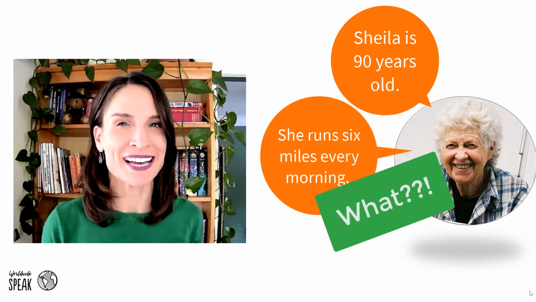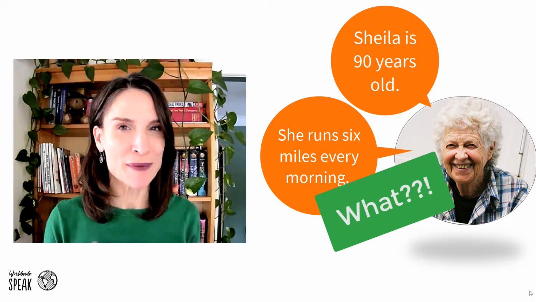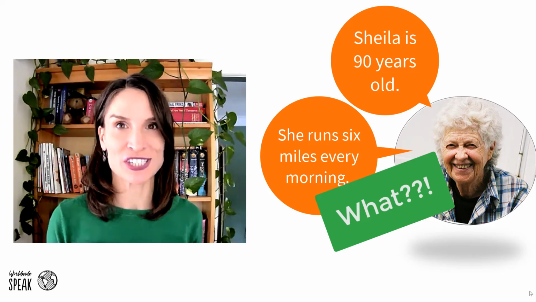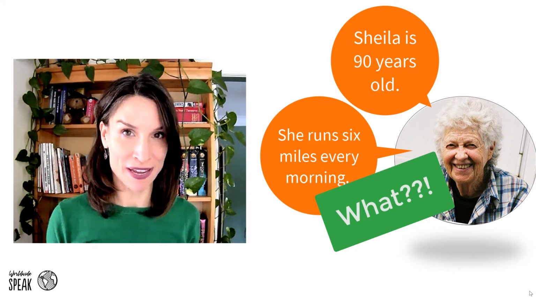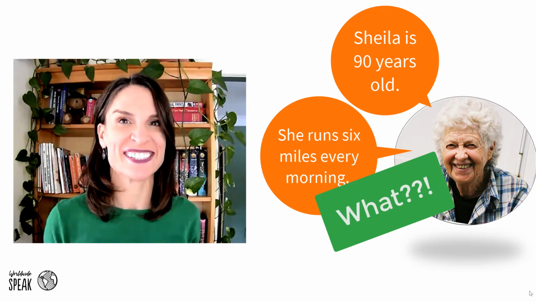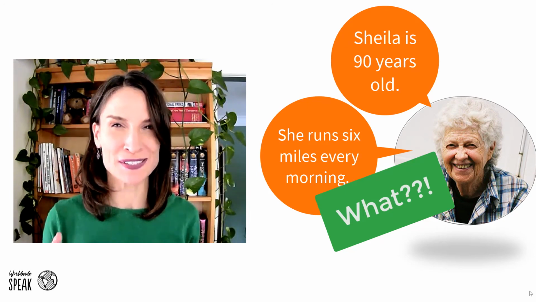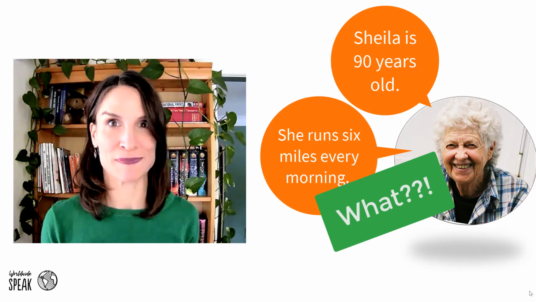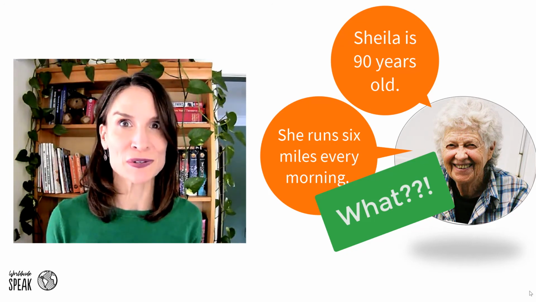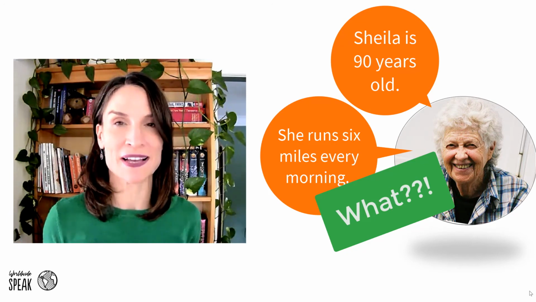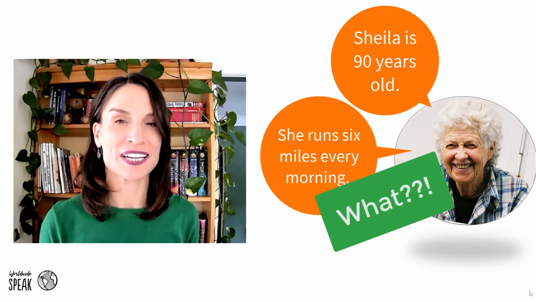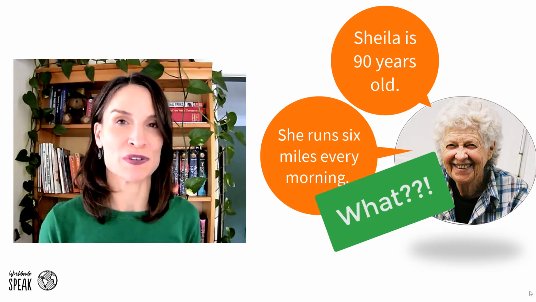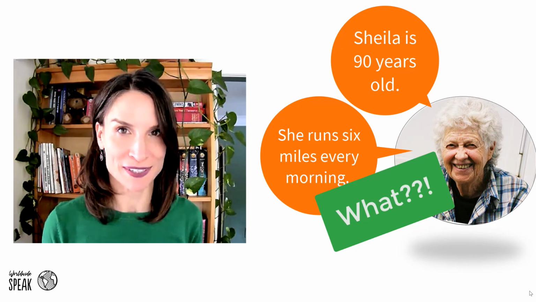You probably did not expect me to tell you that. You probably didn't expect that Sheila would run 6 miles every morning because Sheila is 90 years old. So these two things are kind of unexpected. Wow, she's 90 years old and she runs 6 miles every morning. So to connect these ideas, I can use one of our phrases. Let me show you how it works.